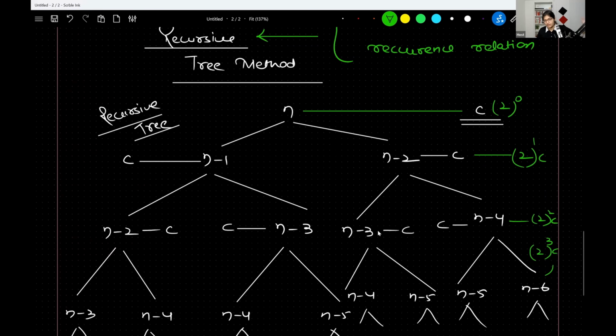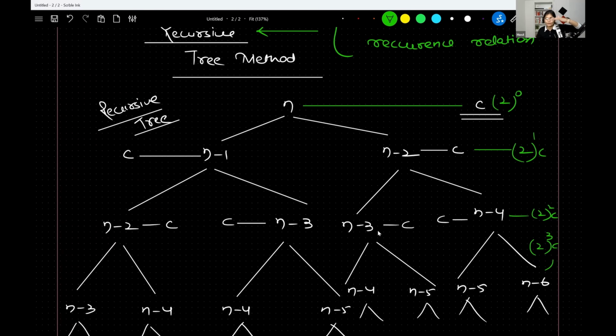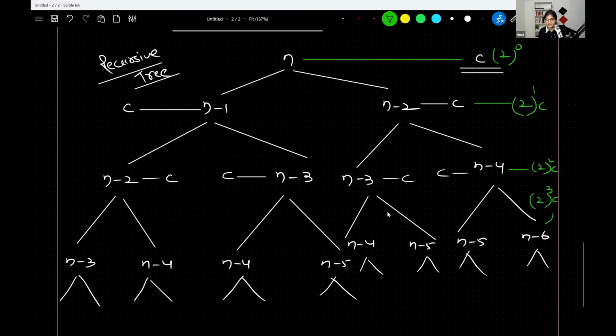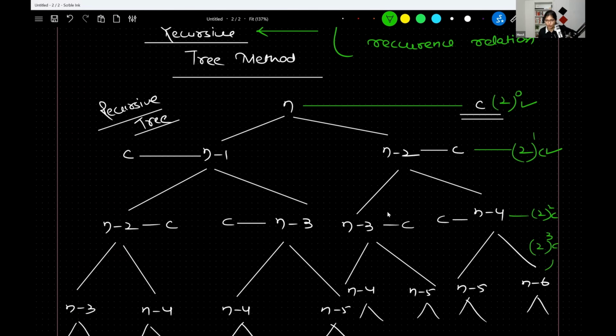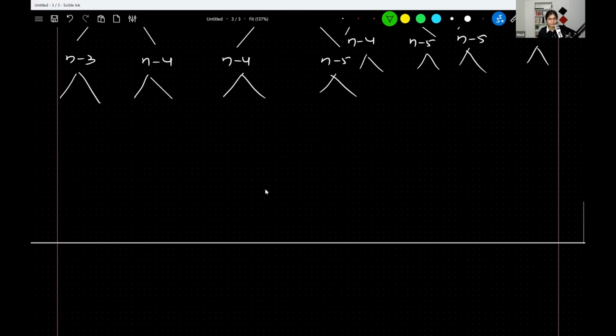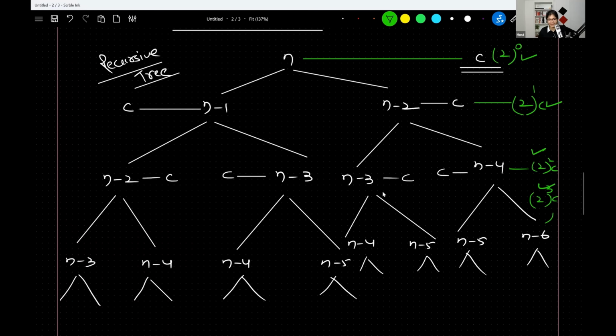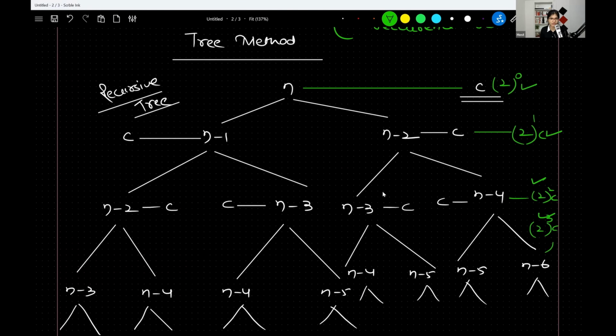Now, what do we have to do here? We need to calculate the total time required to complete this task. Total effort required. So what we are supposed to do is add all these values for all the levels. You need to compute the number of levels, then only you will be able to add. For example, this is the 0th level, it is 2 to the power 0 into C. First level, it is 2 to the power 1 into C. Second level, it is 2 to the power 2 into C.